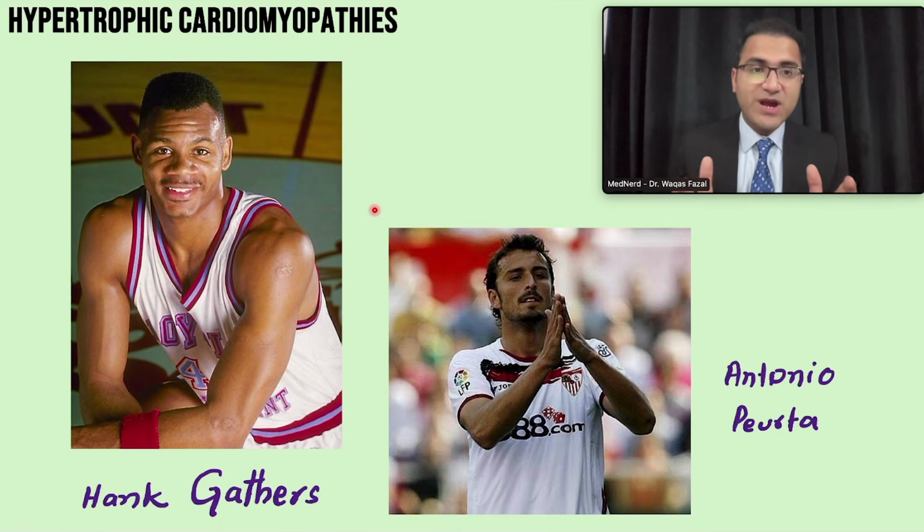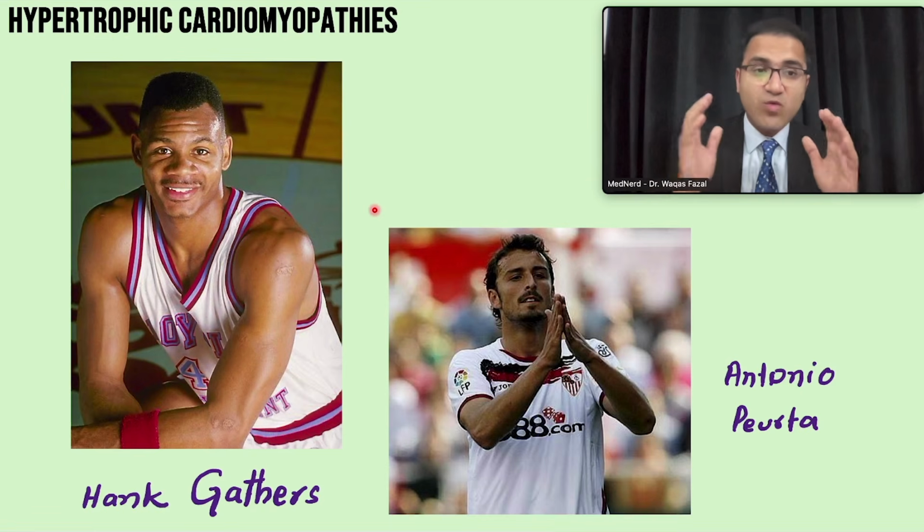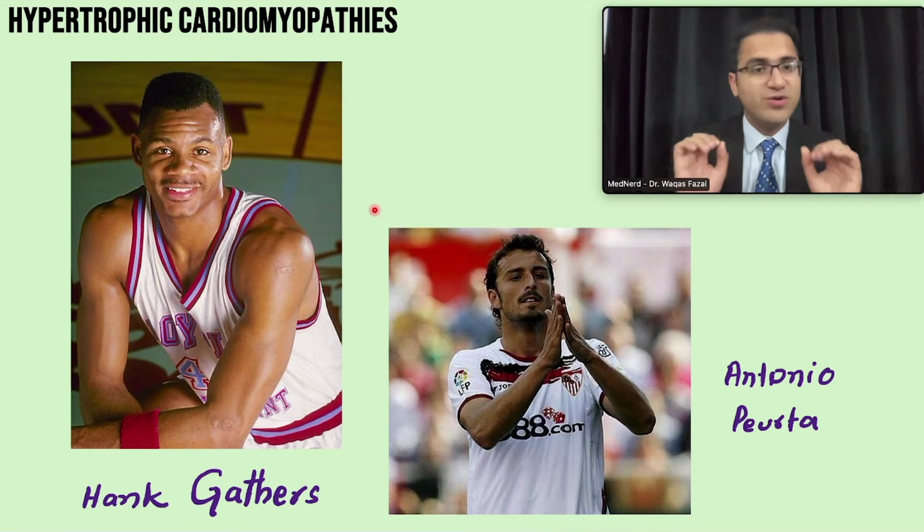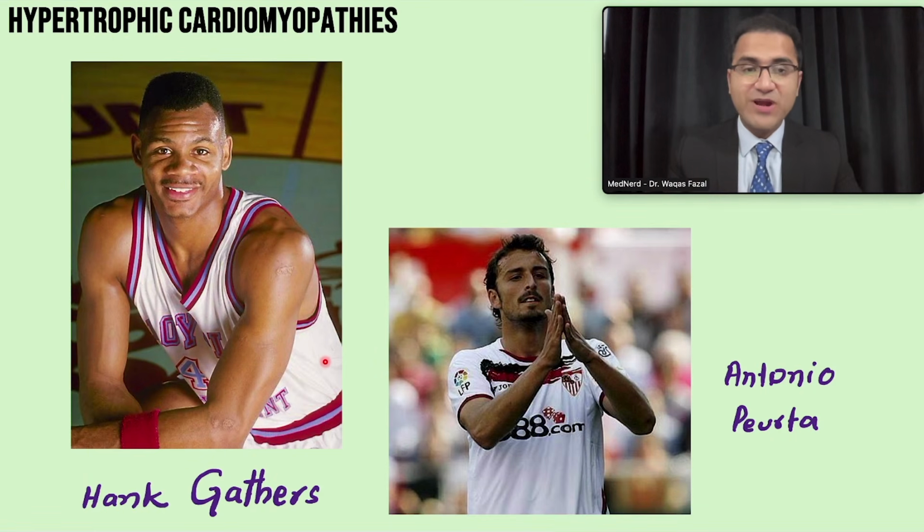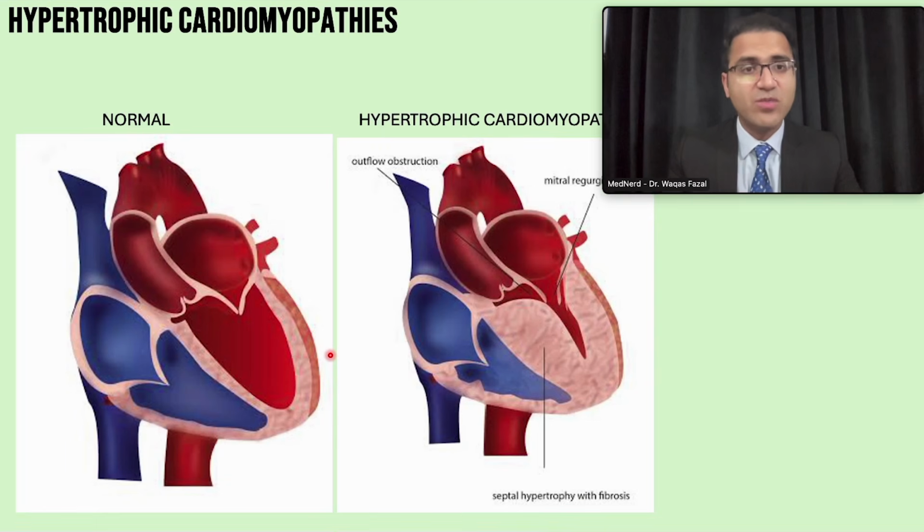What is hypertrophic cardiomyopathy? How does it present and how does it affect the heart? Today we are going to talk about that. Hypertrophic cardiomyopathy is a common cause of death in the young population. This is a picture showing a normal heart: the right atrium, right ventricle, left atrium, left ventricle. In this picture, you can see hypertrophic cardiomyopathy has taken place.